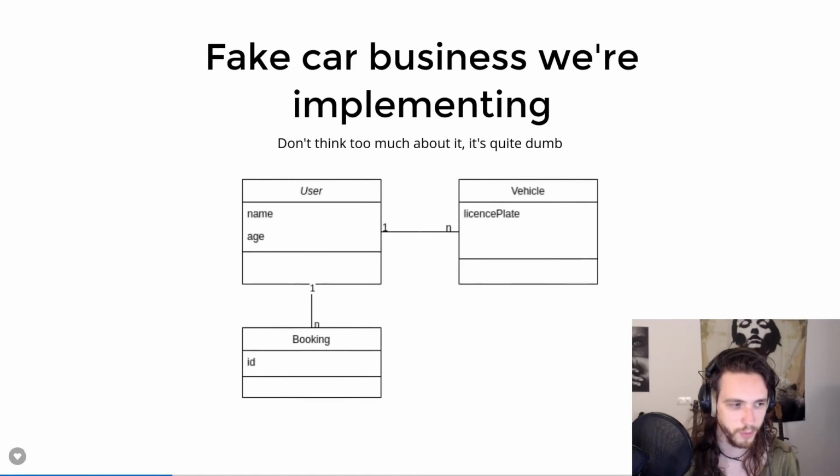Through the exercise, we need to implement models, and I needed to invent a fake business. So I invented a fake car business, which is really simple and really dumb actually. So don't think too much about it. It doesn't really make sense, but well, it's still better than class A, class B. So we have a user having a name and an age. It can have many vehicles, which have a license plate, which is a string, and it can also have many bookings, which only have an ID, which is a string.